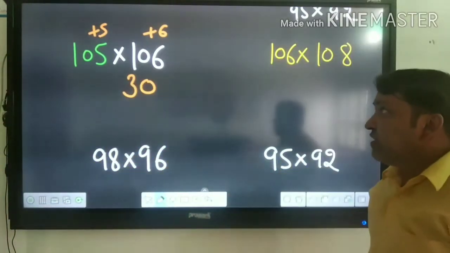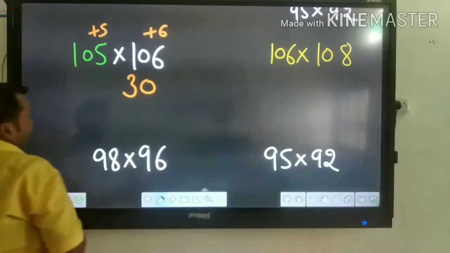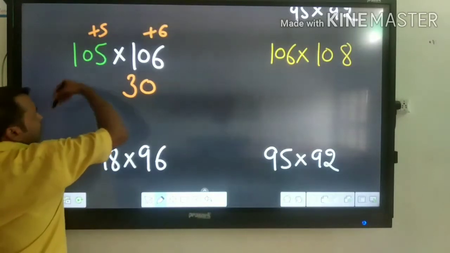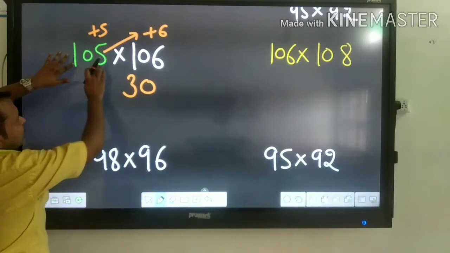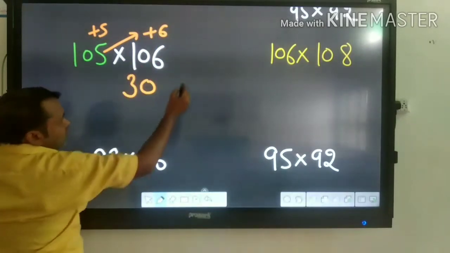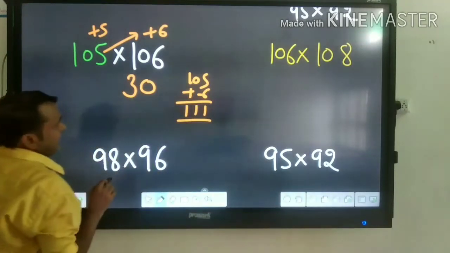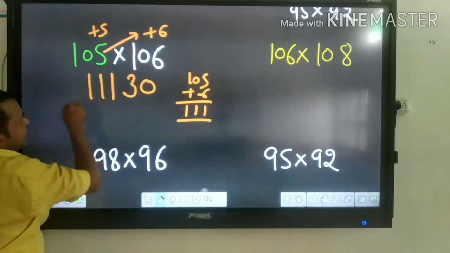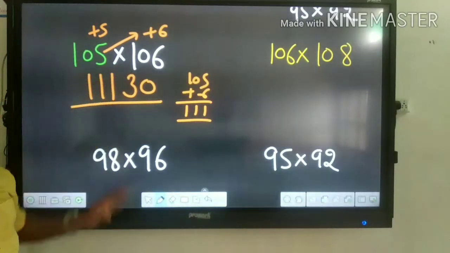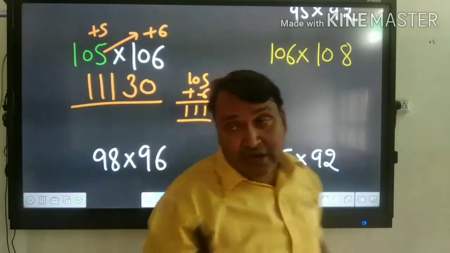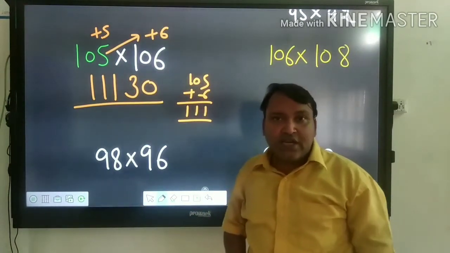Now for the other half part, what we will have to do is mark a cross from 105 to plus 6. So it represents 105 plus 6. You can easily add 105 plus 6, that is 111. So the second part is your answer here. Now this completes the answer. 11,130 is the answer when you multiply 105 by 106.